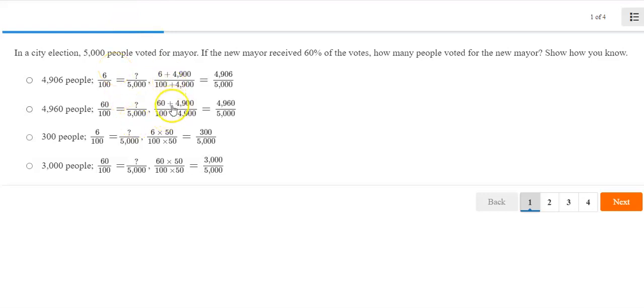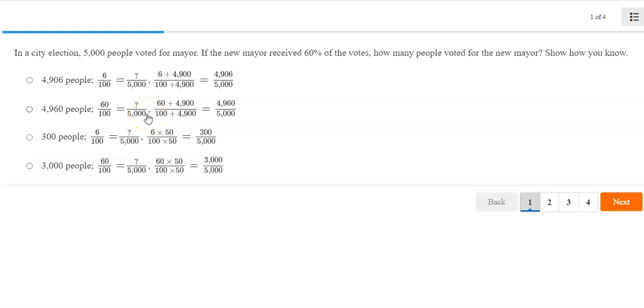So you need to make sure you're looking over here for 60 over 100. So this is not 60 over 100. This is not. So we're down to these two. And we know that 5,000 people voted all together. So both of these are right because it's on the bottom.